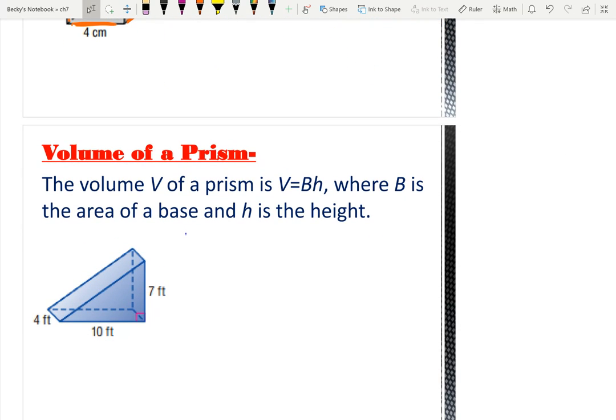Now for the volume of your prism, the formula is pretty basic. It is just capital B times H. Capital B means the area of the base times the height. Now, again, the base and the height together, it must form a right angle.